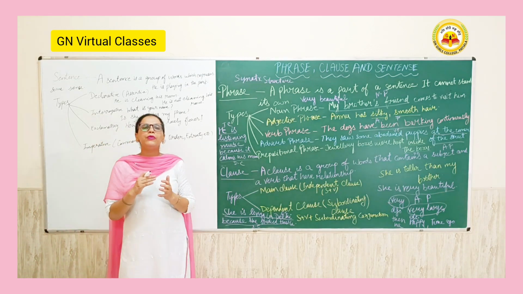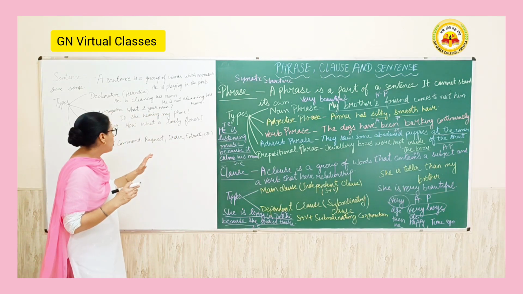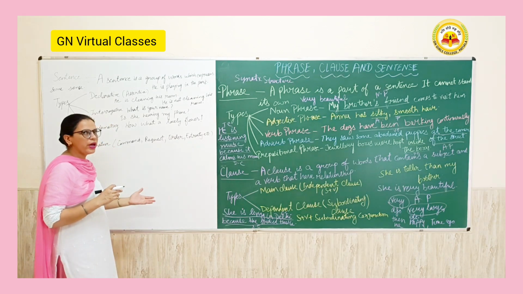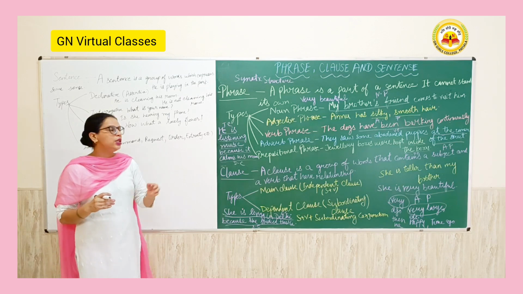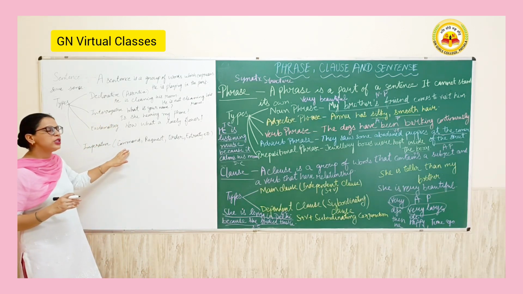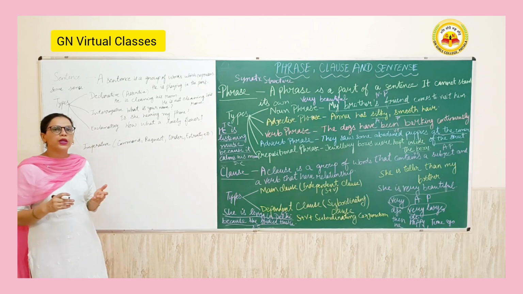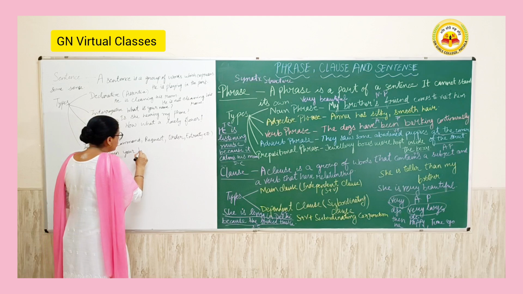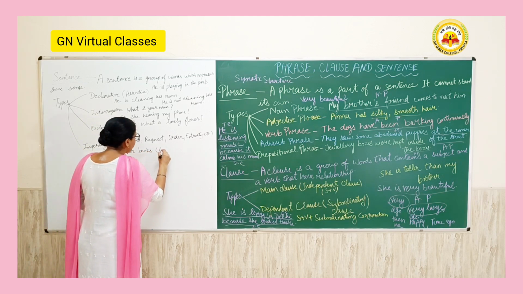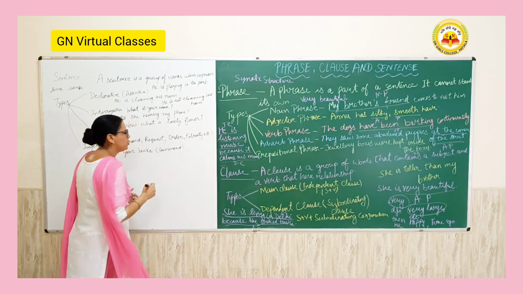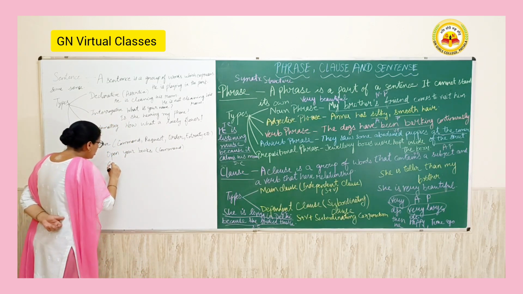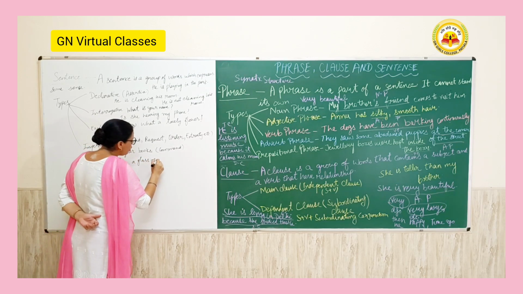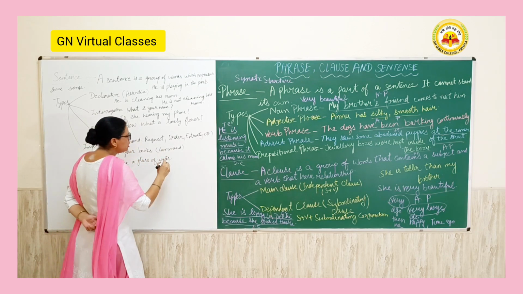Next is imperative. Imperative sentences are further divided into parts: command, request, order, entreaty, etc. Some other types are also included in it. Command means when you are giving a command to someone, like open your books. Open your books. This is a command. Give me a glass of water. This is an order.